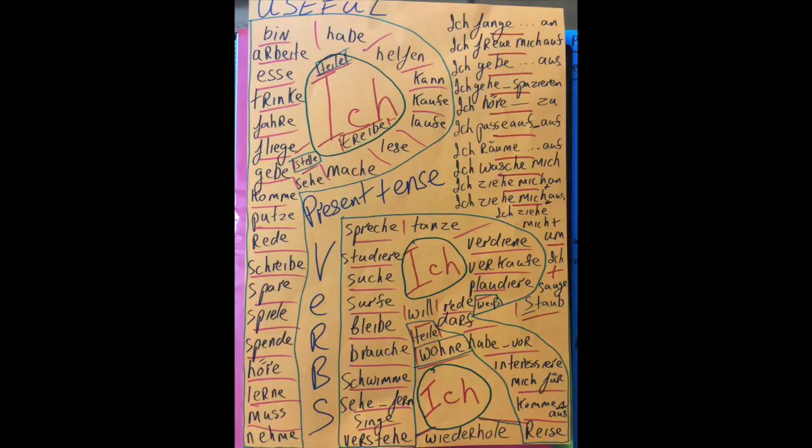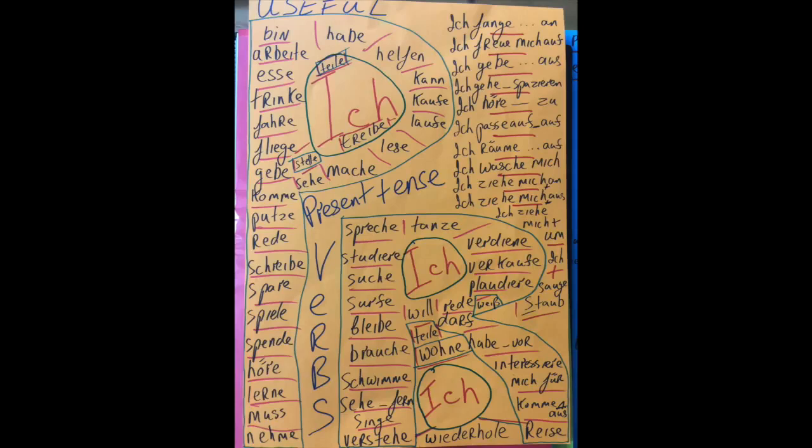Now let's go around the outline of the or. Ich tanze, I dance. Ich verdiene, I earn. Ich verkaufe, I sell. Ich plaudiere, I chat or quarrel or have discourse with people. Ich weiß, I know. Ich rede, again, I chat, I discuss. Ich will, I want.